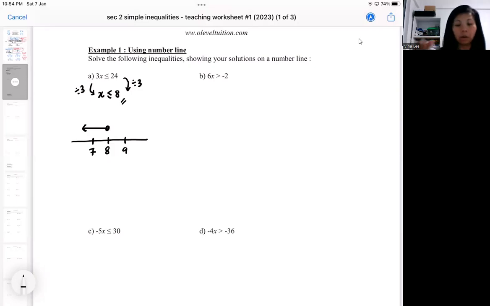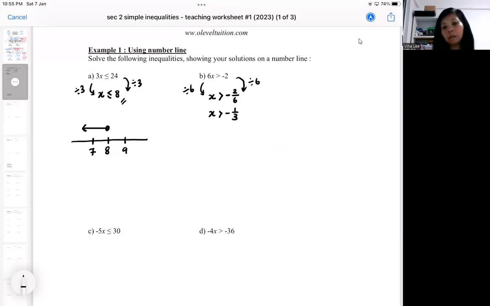Okay, so remember we are solving for 1x. So in the next question, 6x is greater than -2. So your aim is to get 1x, so you need to divide by 6. 6 is a positive number, so you do not need to reverse the sign. You realize that it stays in the same direction.